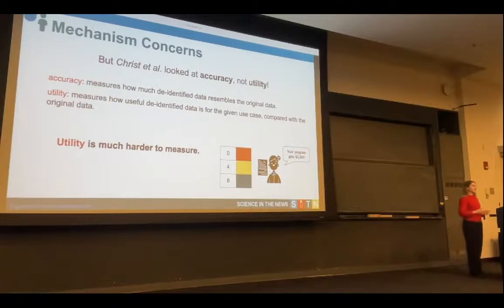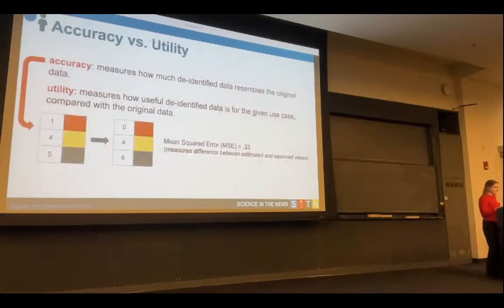However, our paper only looked at accuracy, so it didn't look at utility for different use cases. Utility is much harder to measure, so we don't know how these mechanisms will be, or how the results of this data will be impacting different use cases. So we didn't look at how redistricting or mortality or COVID-19 data will be impacted.